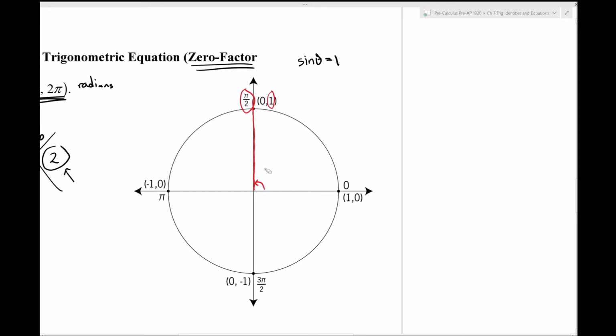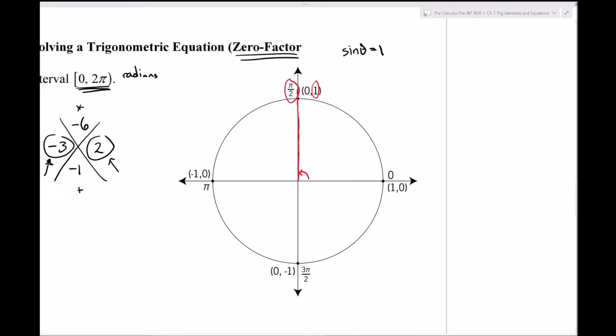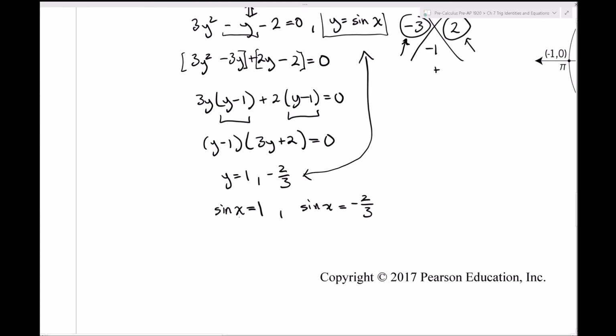So I'm going to erase that. I circled the pi over 2 that's up there. So there's one of my answers. This one told me that x must equal pi over 2, for sure. That's one of my answers.